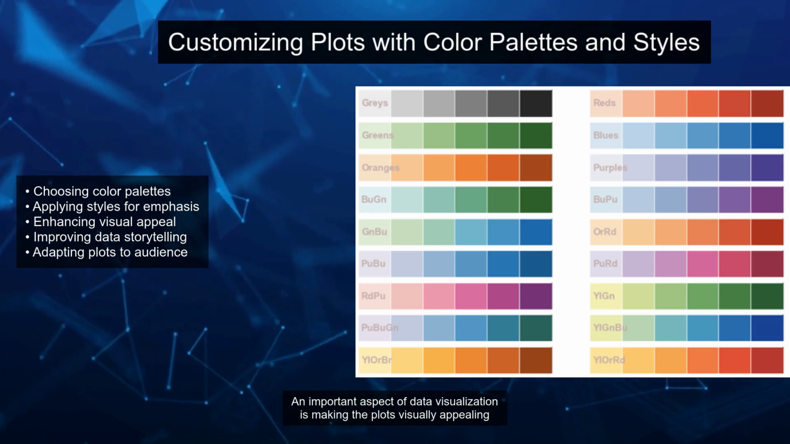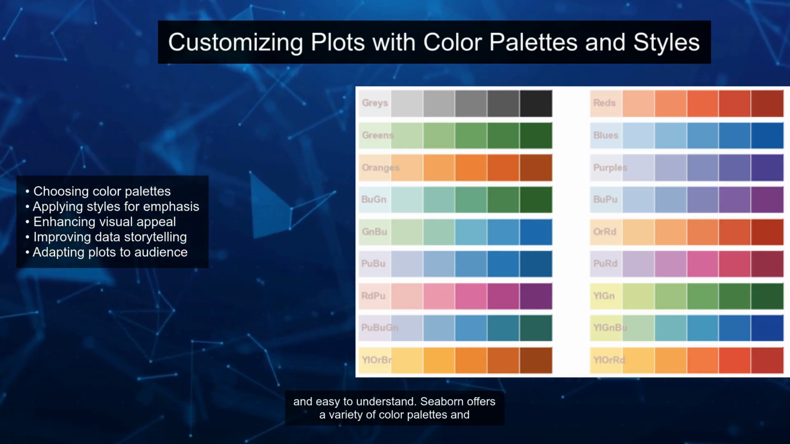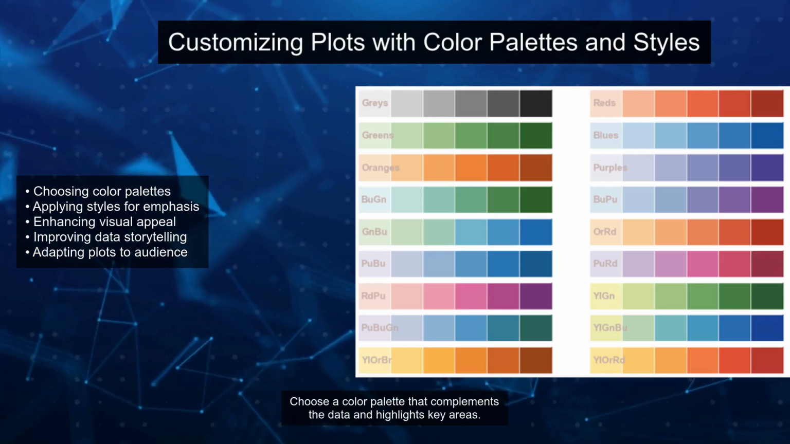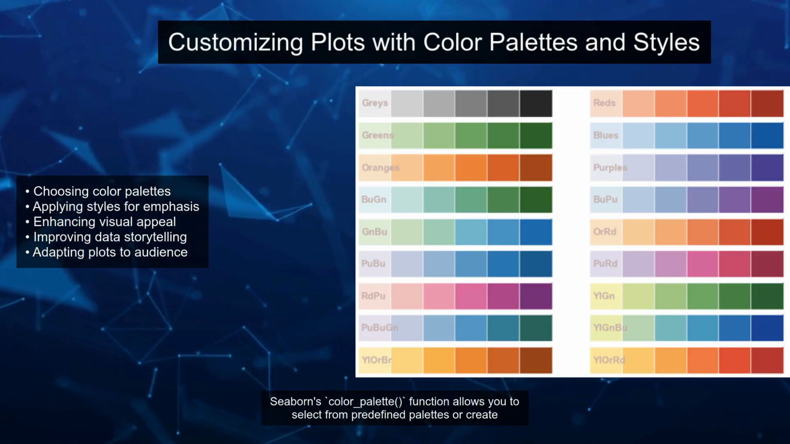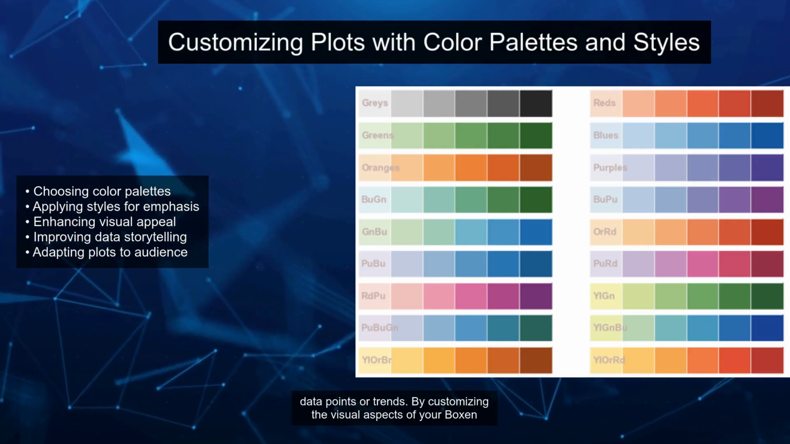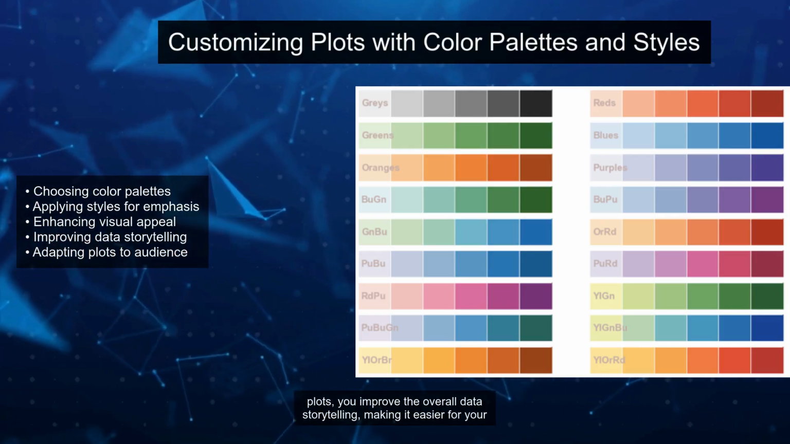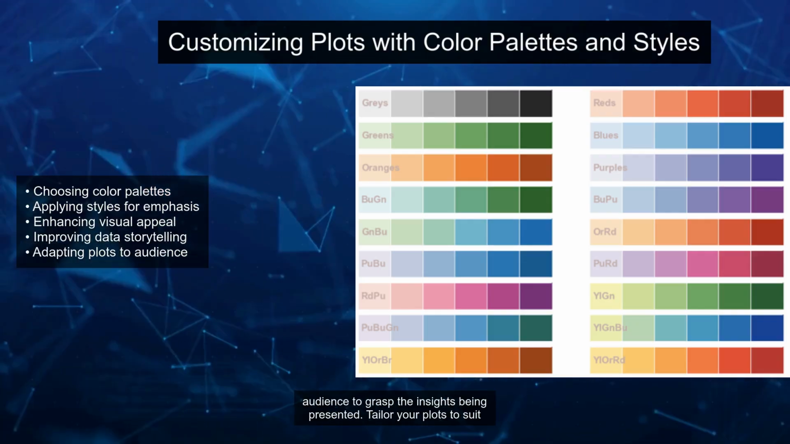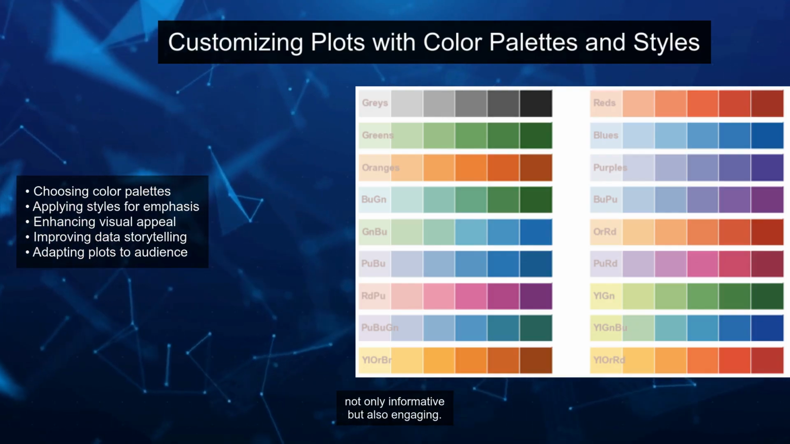An important aspect of data visualization is making the plots visually appealing and easy to understand. Seaborn offers a variety of color palettes and styles that can be applied to Boxen Plots, enhancing their visual appeal. Choose a color palette that complements the data and highlights key areas. Seaborn's color_palette function allows you to select from predefined palettes or create custom ones. Additionally, apply styles using Seaborn's set_style function to emphasize specific data points or trends. By customizing the visual aspects of your Boxen Plots, you improve the overall data storytelling, making it easier for your audience to grasp the insights being presented. Tailor your plots to suit the preferences and needs of your audience, ensuring that the visualizations are not only informative but also engaging.